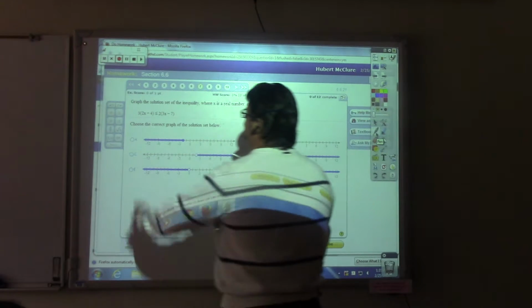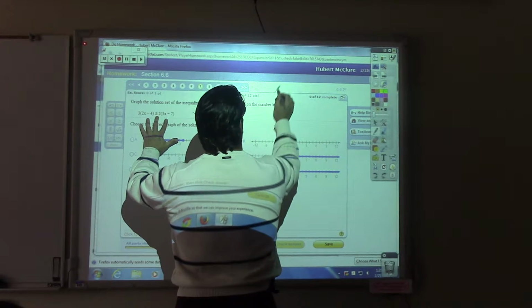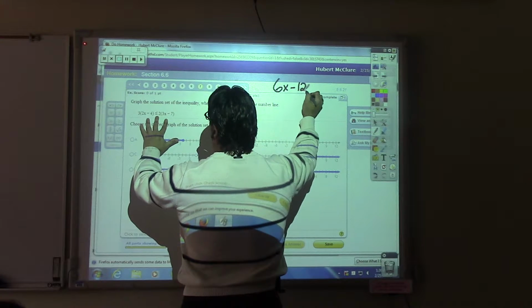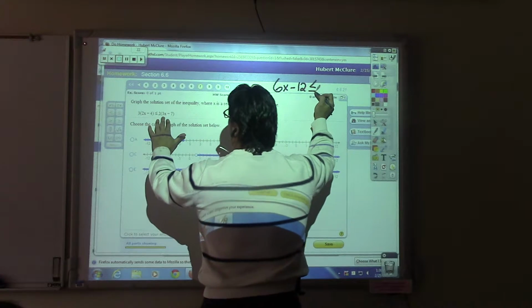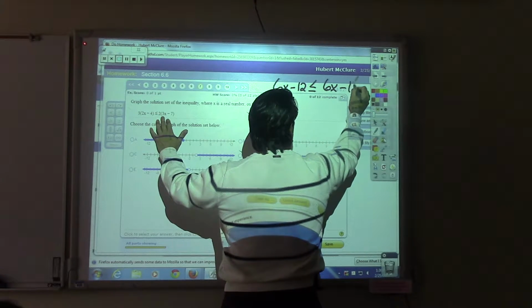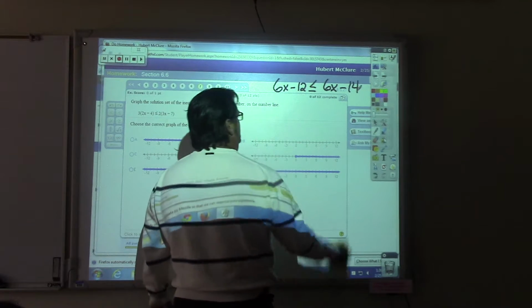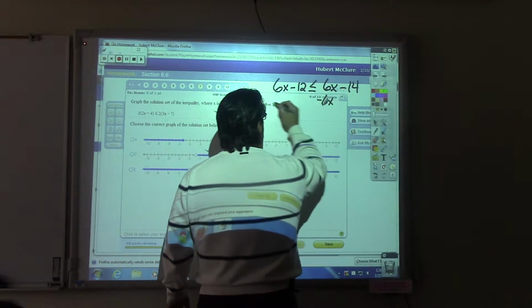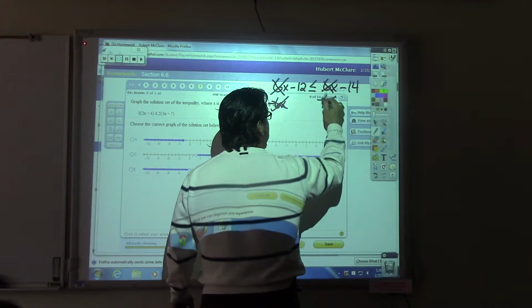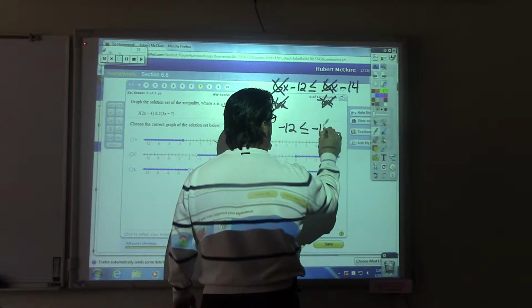So what we're going to do first is distribute. So that'd be 6x minus 12 is less than or equal to 6x minus what? Negative 6x, and what happens? The 6x is canceled and we get negative 12 is less than or equal to negative 14.